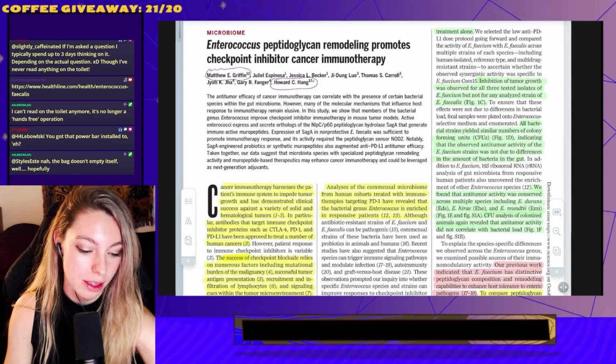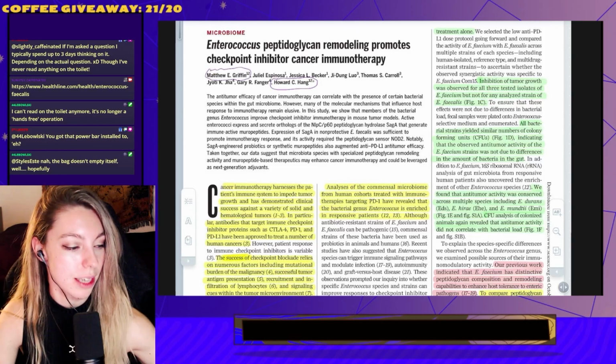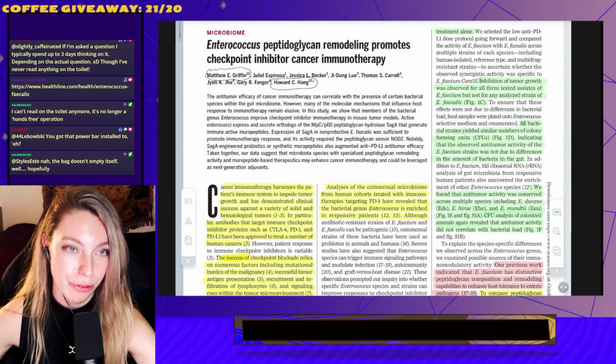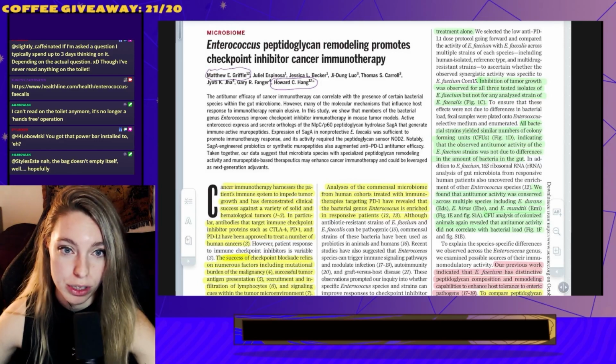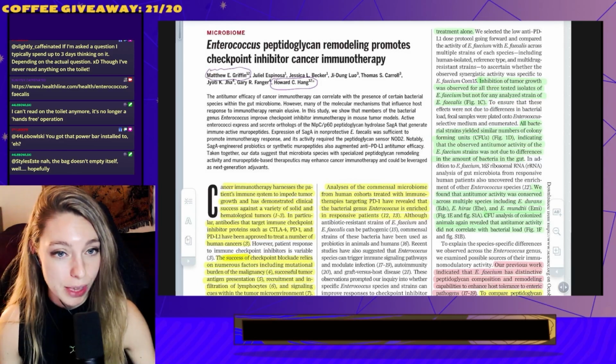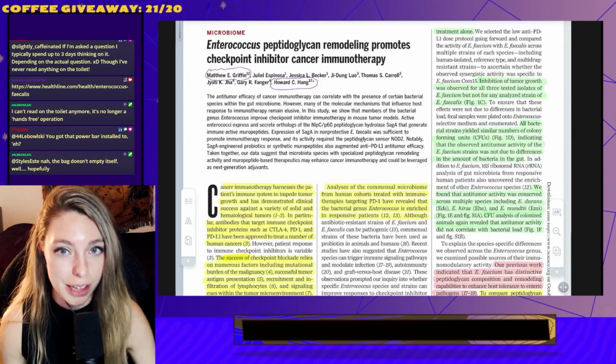So, it sounds kind of like a double-edged sword, right? This is often how bacteria are. Usually the bacteria are good, they're doing good things in our gut, but if they get out of our gut, they're bad.